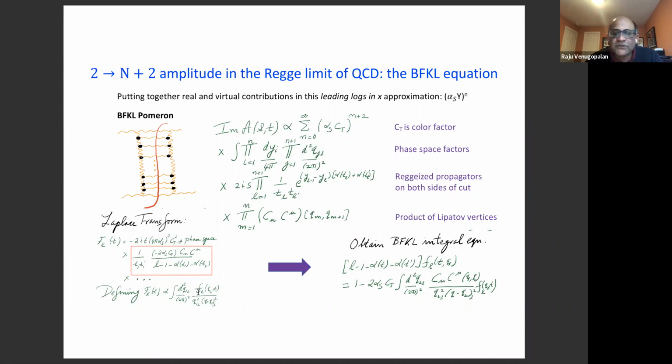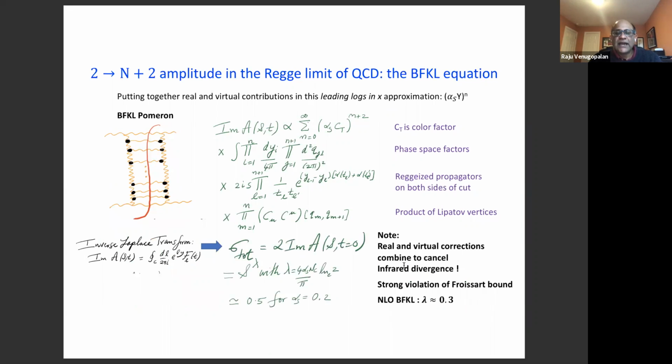So now defining f in terms of some Fourier transform, you can then obtain this result in terms of that Fourier object as an integral equation. Okay, so this integral equation is the BFKL integral equation, and this can be solved, fairly straightforwardly. And then you can do the inverse Laplace transform to obtain the 2 to n amplitude. When you do that, you can see that the total cross section, which is twice the imaginary part of this at t equal to 0, can be written as s to some power lambda, where this lambda comes from this alpha, from this Regge trajectory.